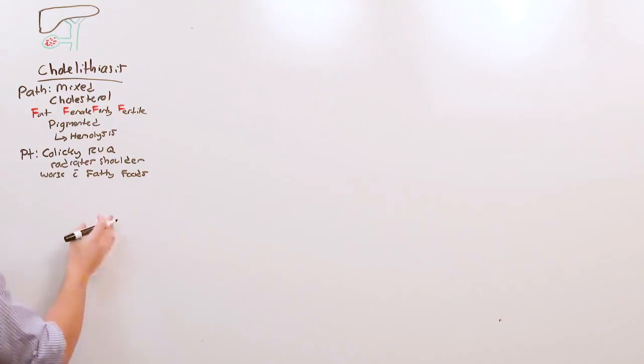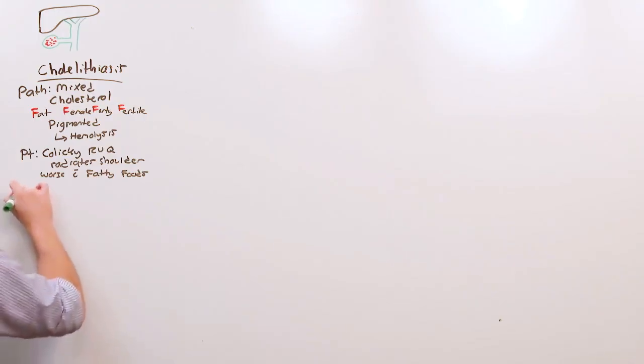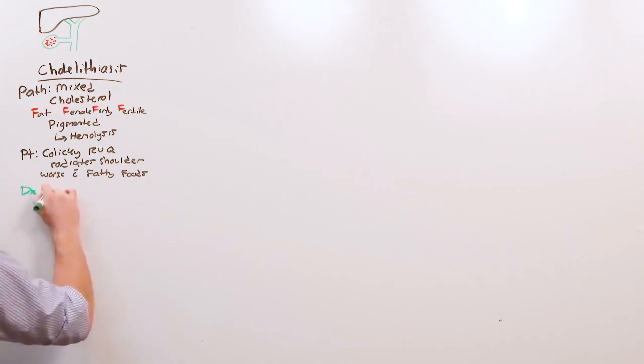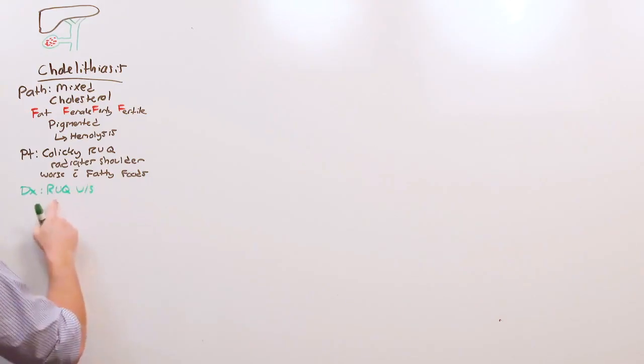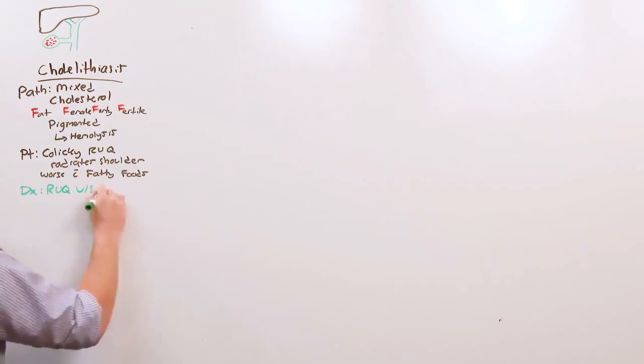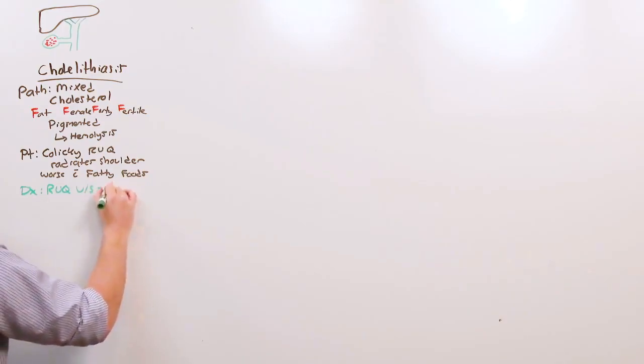But that's basically it. And so what you want to do is if this person has colic right upper quadrant pain, it radiates to the shoulder, worse with fatty foods, you want to figure out, do they have gallstones? And for all of these, every disease we talk about, the right upper quadrant ultrasound is going to be the first diagnostic step. And in cholelithiasis, what you'll see are gallstones.